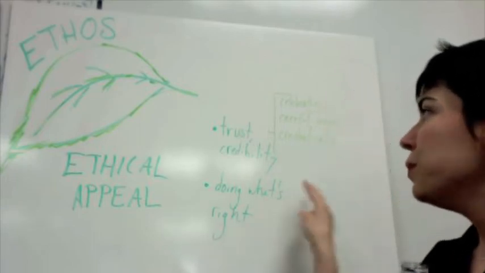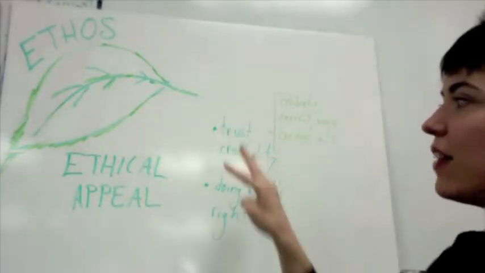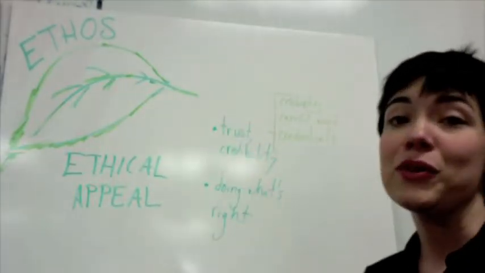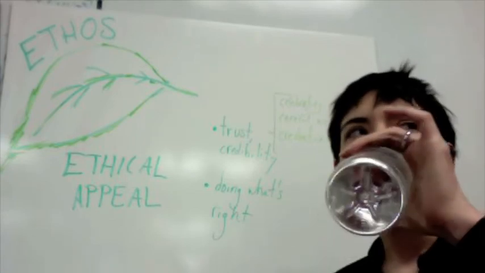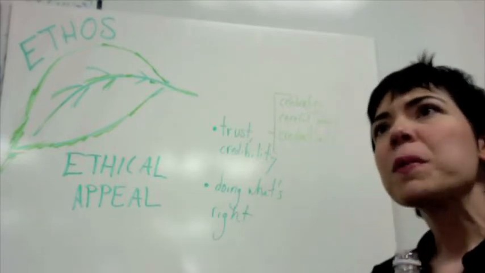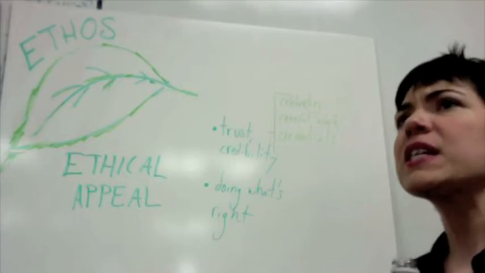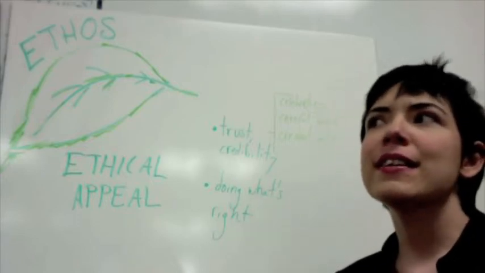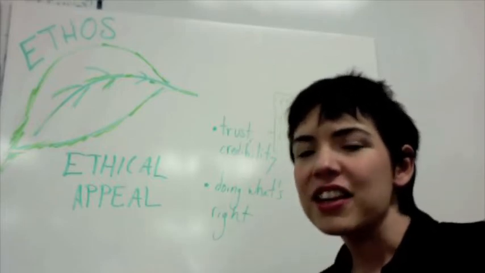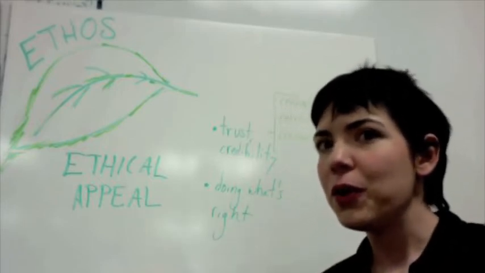Okay, so the other branch of ethical appeal is doing what is right. Think about that for a moment. Doing something not because we want to, but because it is the ethically right thing to do.